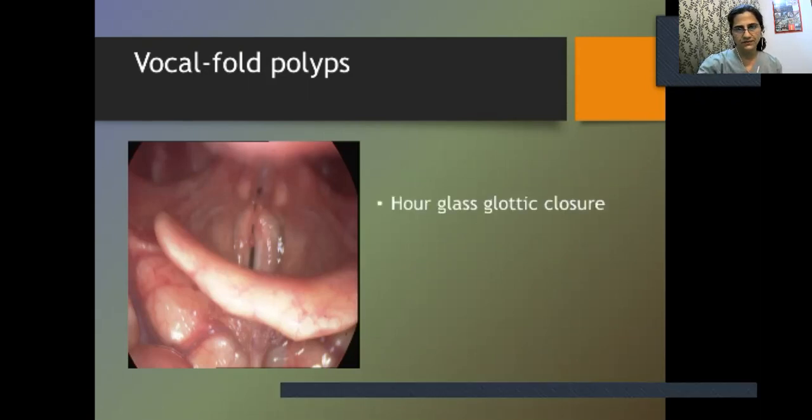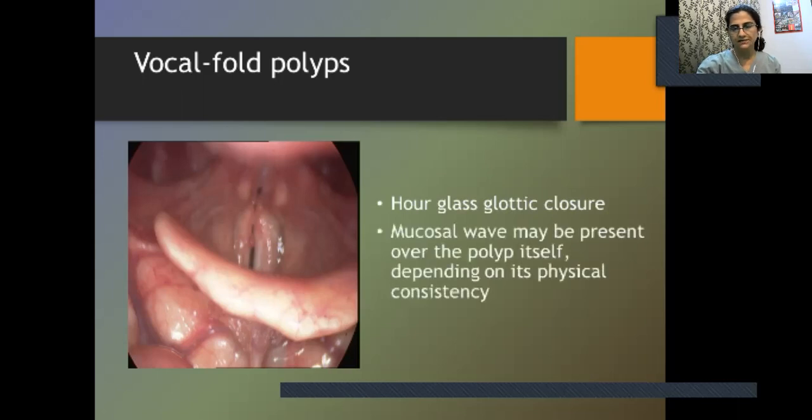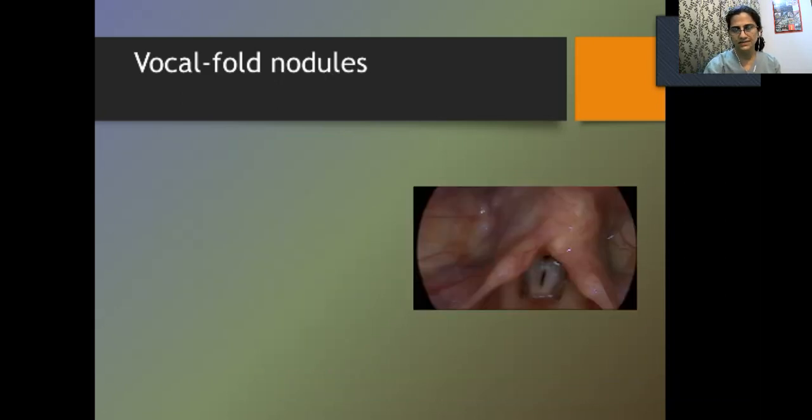Vocal fold polyps give an hourglass closure. You can have gaps anterior and posterior to the lesion. Mucosal wave may be present over the polyp itself, depending upon the physical consistency.